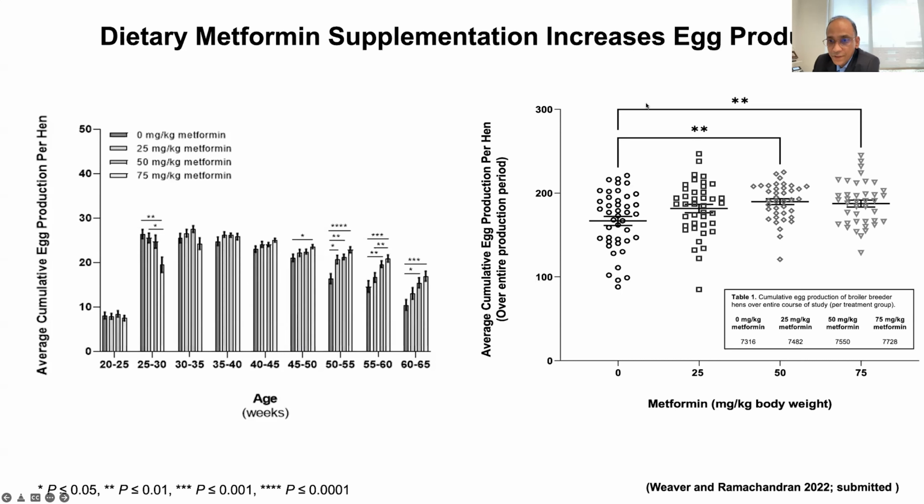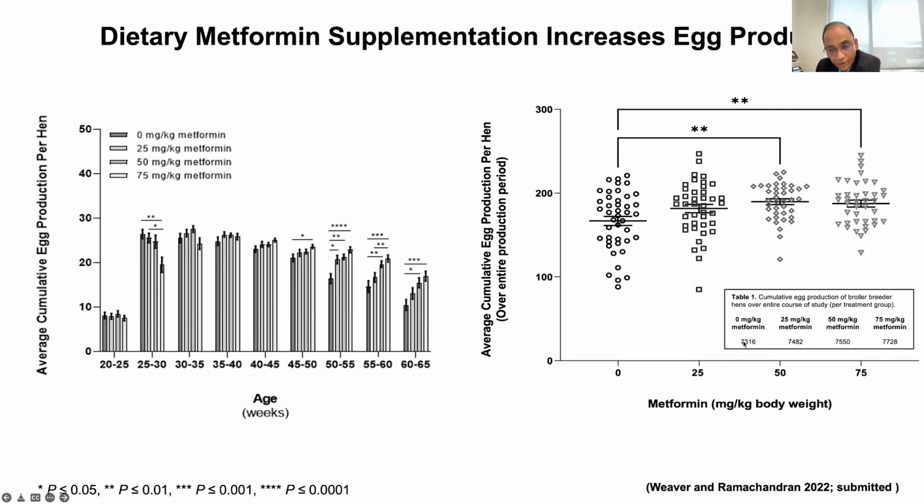And you see significantly more egg production from the 75 milligram group and also from the 50 milligram group compared to the control. And if you add all the number of eggs that we counted from 25 weeks all the way to 65 weeks, you can see a significantly greater number of eggs from the 75 and 50 milligram groups compared to the 0 milligram group.